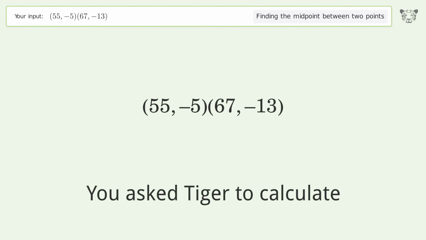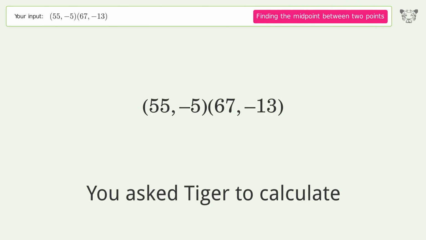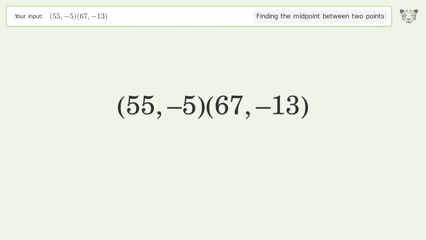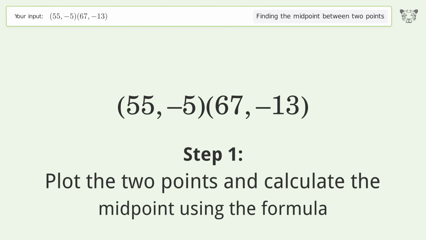You ask Tiger to calculate. This deals with finding the midpoint between 2 points. The midpoint between the 2 points is 61, -9. Let's solve it step by step. Plot the 2 points and calculate the midpoint using the formula.